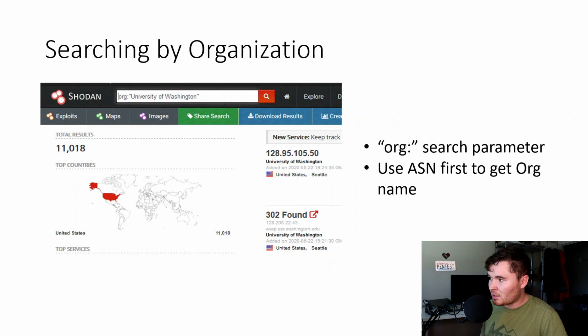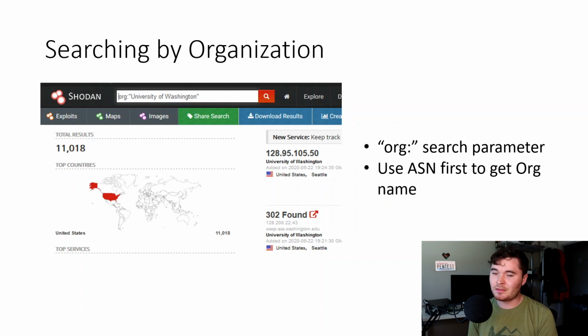So we're doing org: and then in quotes, "University of Washington." So now it's searching for everything associated with the organization named University of Washington. And you can see Shodan has 11,000 results. And I believe they pull the organization name from the Autonomous System Number's organization.